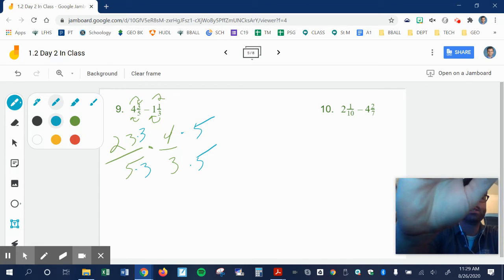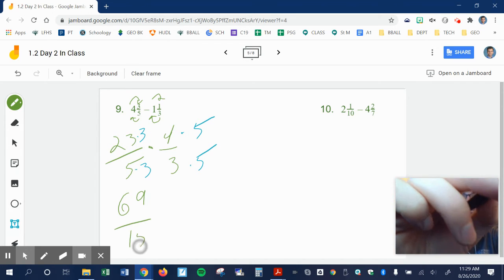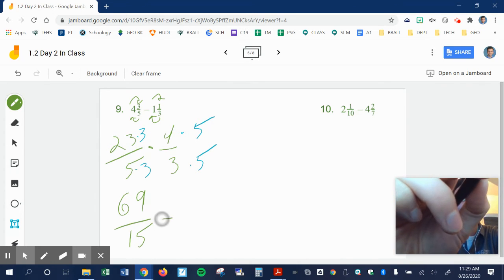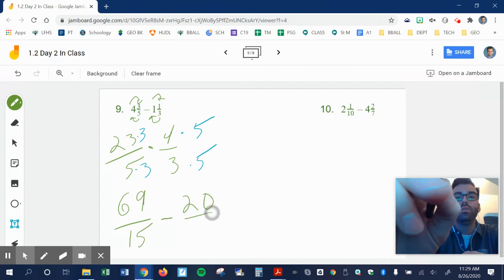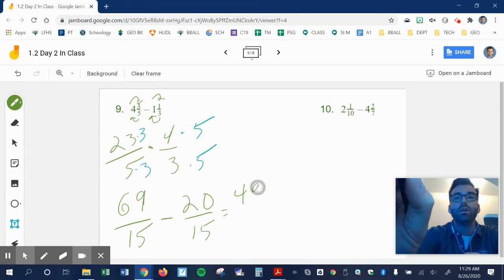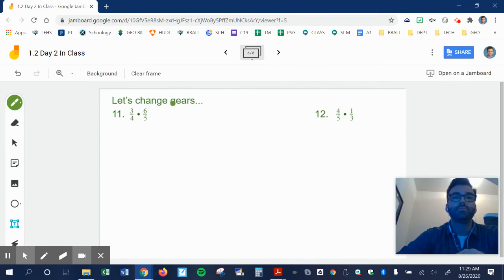60, I believe that's 69. So I have 69/15 minus 5 times 4 is 20/15. 69 minus 20 is 49/15. So again, first step, convert it to an improper fraction, and then we're just finding a common denominator from there. You're getting number 10.